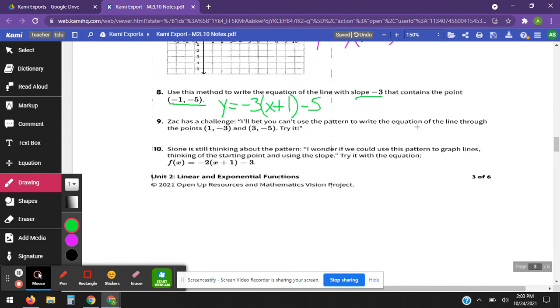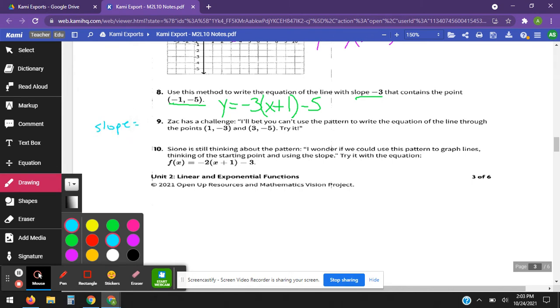So Zach has a challenge. I bet you can't use the pattern to write the equation of the line through these points. Well, all we're missing is a slope, and we can find a slope through 2 points. So I'm going to do my slope over here. Slope equals, I'm going to subtract my y, so negative 5 minus a negative 3 over 3 minus 1. I always like to go left to right just because I'm always consistent that way.